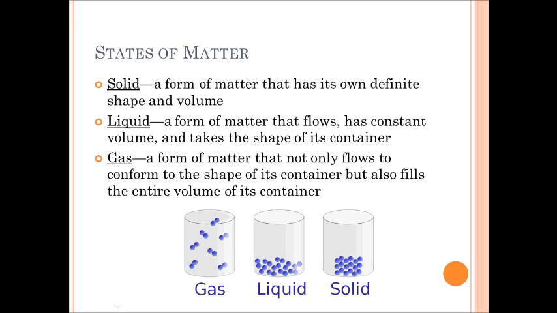You have a liquid, which will have a constant volume, but will take the shape of the container, and the particles are going to be a little further apart and almost flow over each other, shown by the picture in the middle on the bottom. And you have a gas, which is going to have an undefined shape and undefined volume. The particles are very far apart, as shown by the picture on the far left, and the gas is going to take the volume of whatever container it is in.